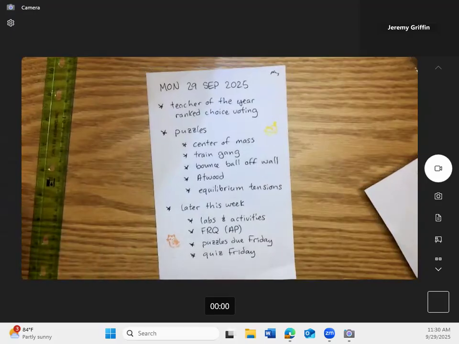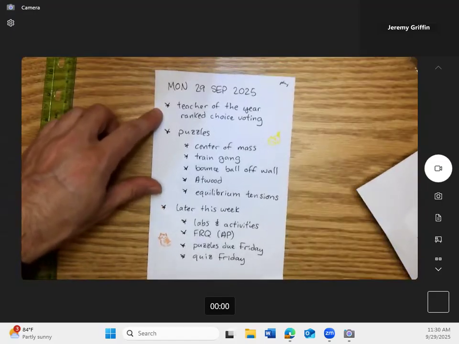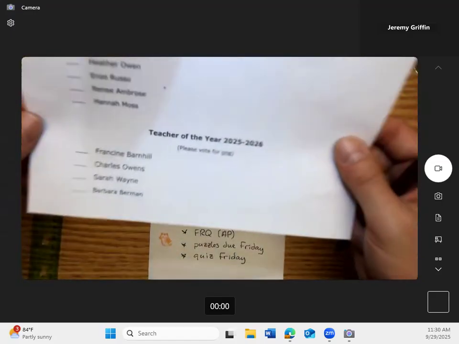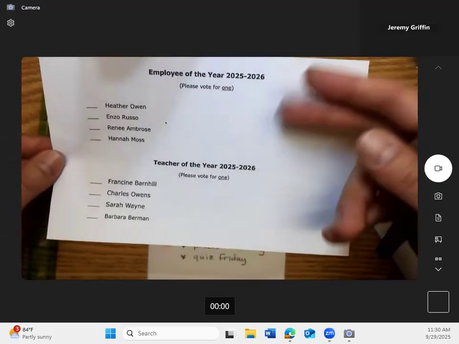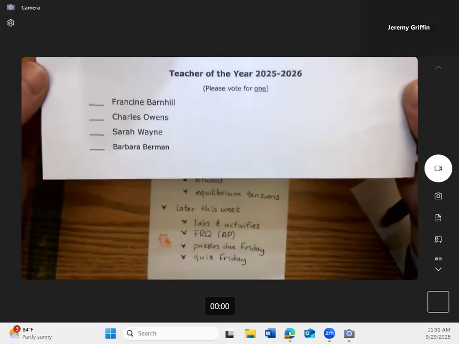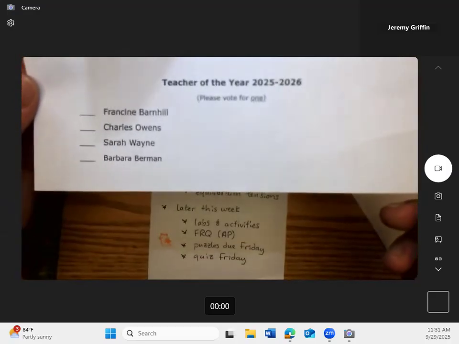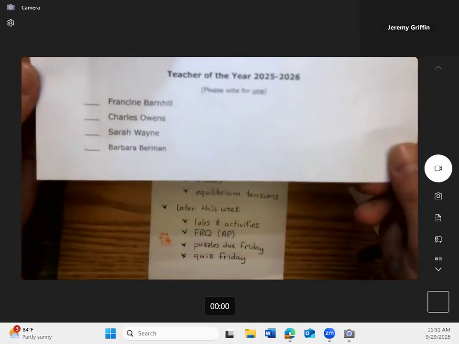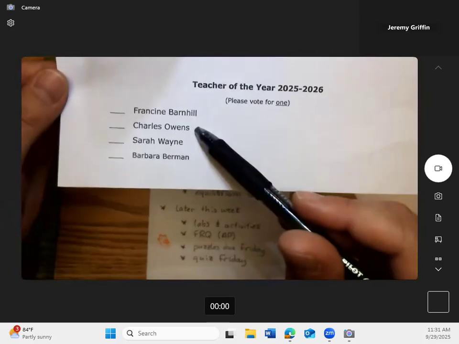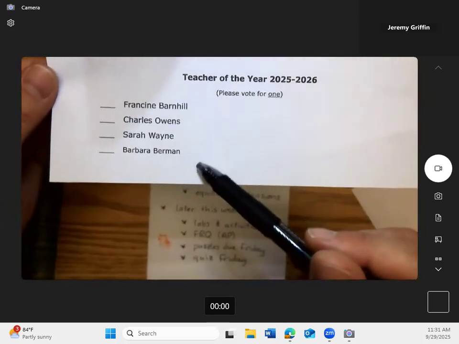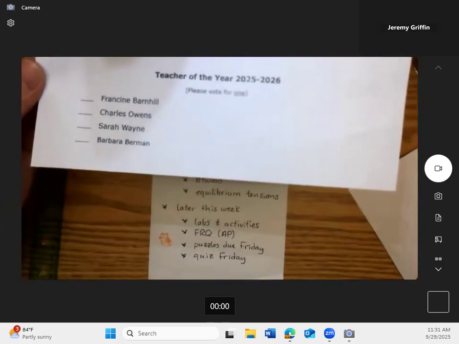All right, so let's go back to the top here. Every year, teachers get one of these ballots. Now, one's for employee of the year. We're not going to look at that, but we'll look at teacher of the year here. I always ask my students who would be the best candidate for teacher of the year out of the options they give. So here we've got Miss Barnhill, Mr. Owens, Miss Wayne, and Miss Berman, because I haven't had any of these teachers, but you guys have.